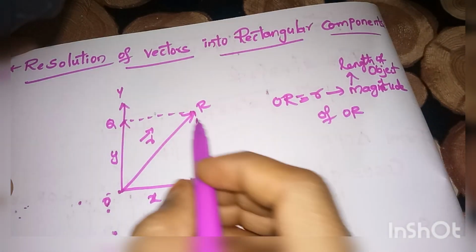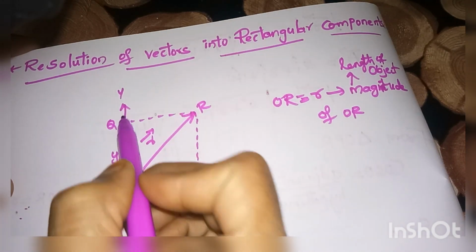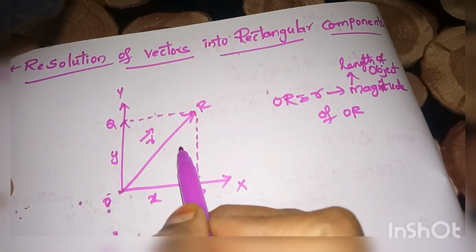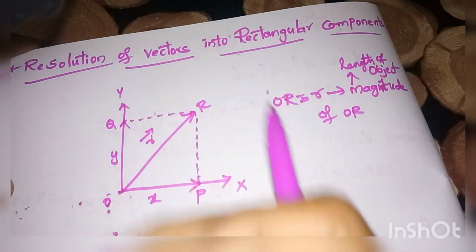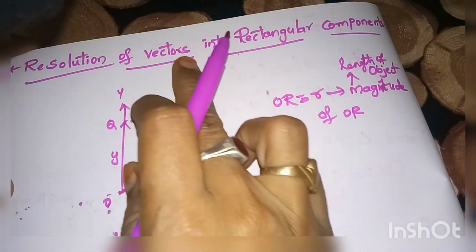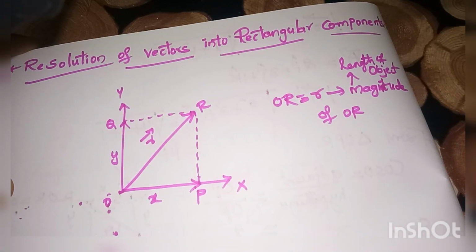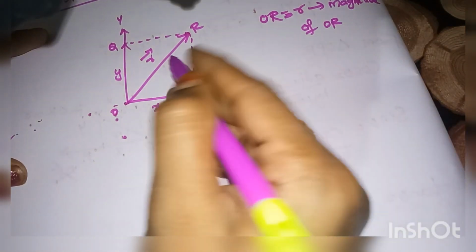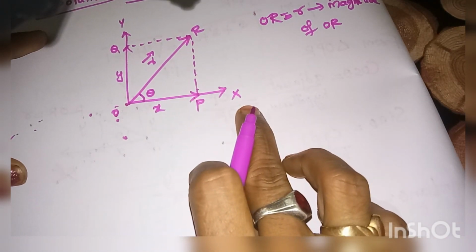So here we are drawing two perpendicular lines towards x-axis and y-axis. By drawing perpendicular lines we will get two components, two resolved components, that is the resolution of vector in two rectangular components. How can we write those two rectangular components? I'm considering an angle towards x-axis. Here theta is the angle made along the x-axis.